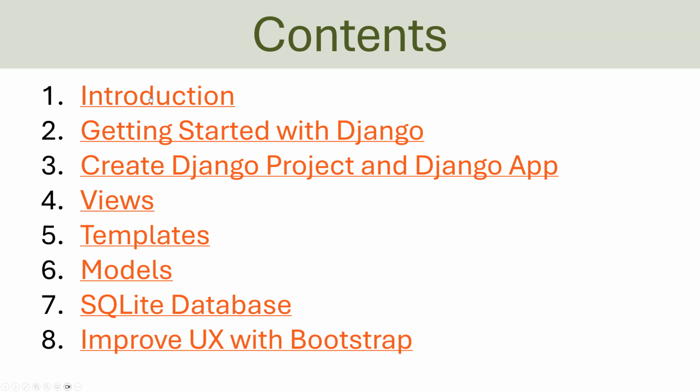First, a short introduction. Then we will get started with this Django Web Development Framework. Then we will create a Django project and a Django app. And as part of creating a Django app, we need to create views, templates, and models. So we will introduce how we can create views, templates, and models. We will also introduce how we can retrieve data from an SQLite database. Finally, we will also make some small improvements with our graphical user interface using a CSS library or framework called Bootstrap.